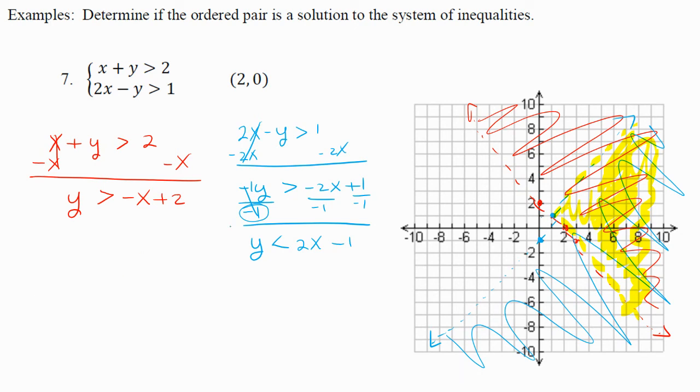All right. So now I'm looking at the point 2, 0. So let me go over here and plot that point. 2, 0 is right here. And that is on a dotted line. So once again, you should have found out that no, that is not a solution to that system.